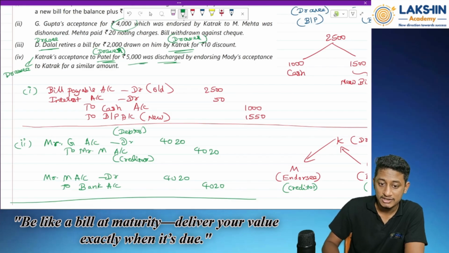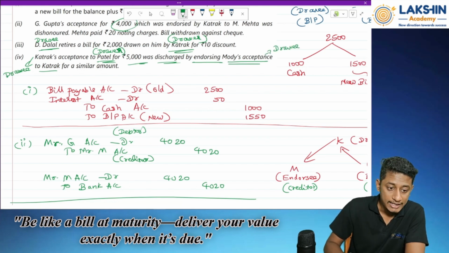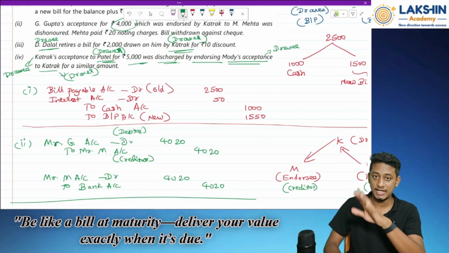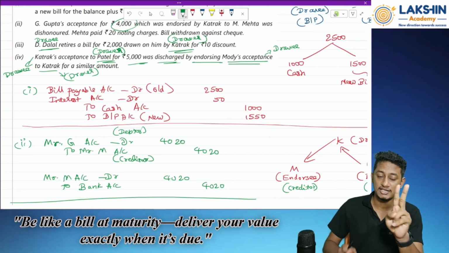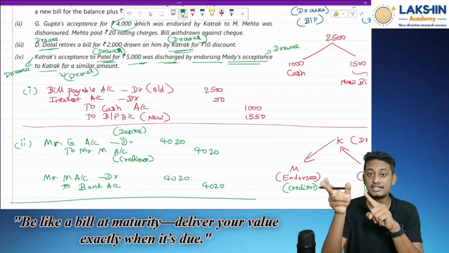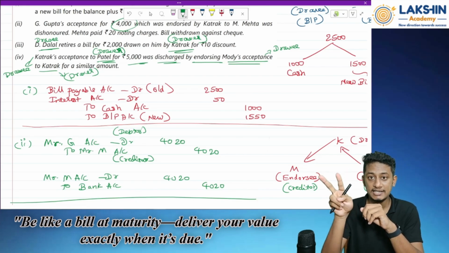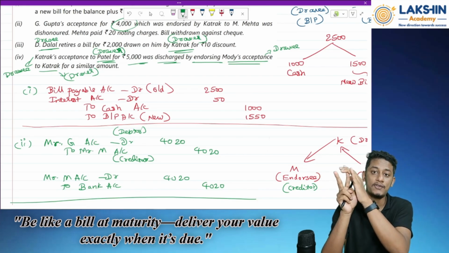For rupees 5,000, it was discharged by endorsing Modi's acceptance to Katrak. So in this case, Modi is the drawee and here K is the drawer, for a similar amount. So for the same amount, what has happened over here? There are two different transactions. In one transaction, Katrak or K is a drawee. In the second transaction, K is a drawer. In the first transaction, Patel has drawn a bill on K. In the second transaction, Modi has accepted a bill from K.